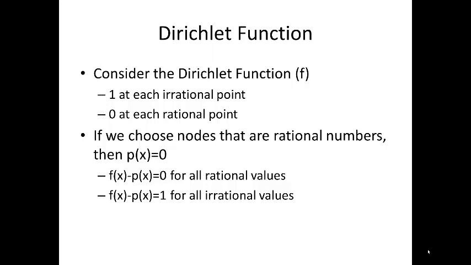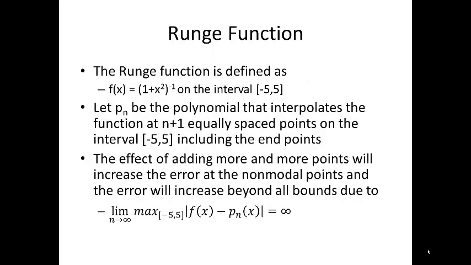Let's take a look at another example called the Runge function. The Runge function is defined as f(x) = (1 + x^2)^-1, so it's 1 over 1 plus x squared, on the interval from -5 to 5. We're going to let p_n be the polynomial that interpolates this function at n+1 equally spaced points on that interval, including the endpoints. Now, as we have more and more points, it's going to increase the error at the non-nodal points, in other words, the non-nodes.